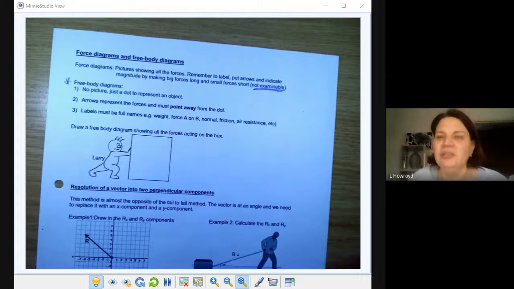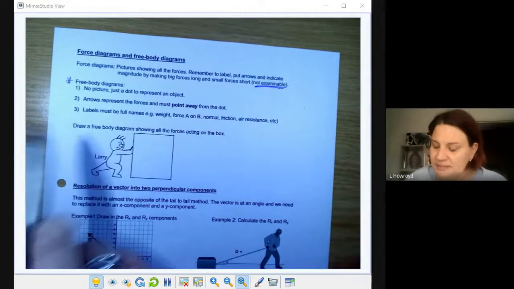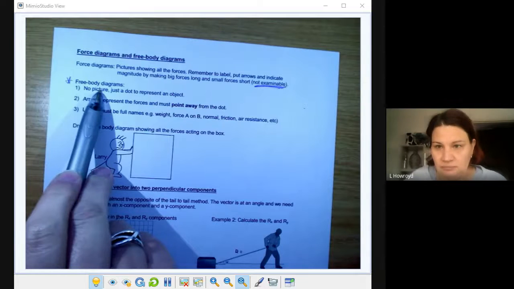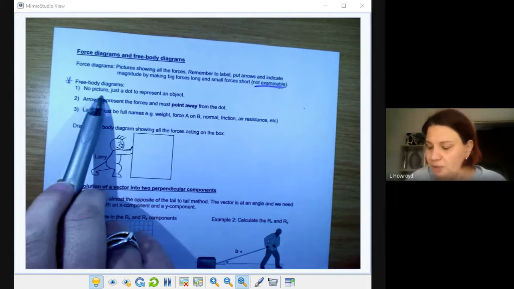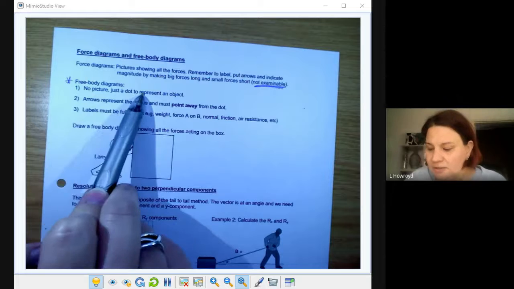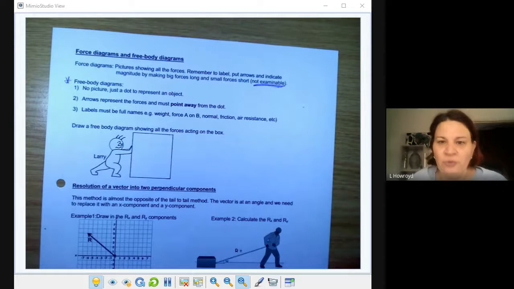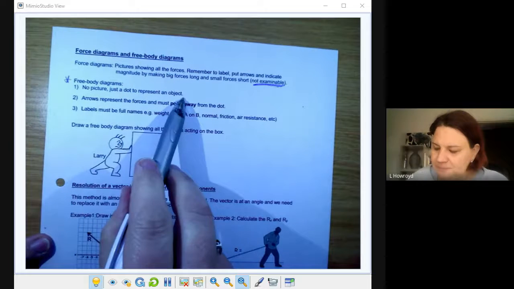And we have actually been doing free body diagrams now. So the thing is, there is no picture. You don't draw any picture. You have a dot that represents the object. Remember last year we did that? We put the dot. So when they were pushing a box, the box was the dot. I hope you're remembering this. So we use a dot.